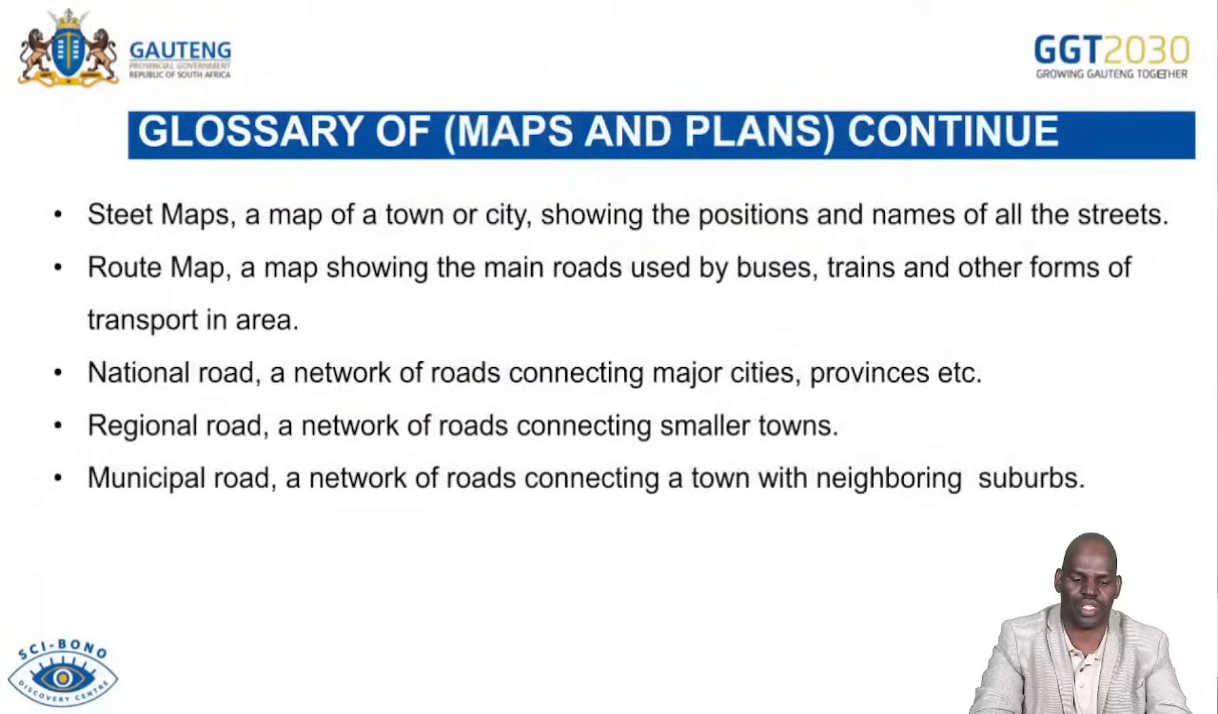And then, of course, again, street maps. What do we mean by street maps? It's a map of a town or city showing the position and names of all streets. We've got the route map, a map showing the main routes, the main roads used by buses, train, and other forms of transport in the area. We've got national road. It's a network of roads connecting major cities and provinces. That is how easy you can explain it. We've got the regional road, a network of roads connecting smaller towns. We've got municipal roads, a network of roads connecting a town with neighboring suburbs. So that will be municipal road.